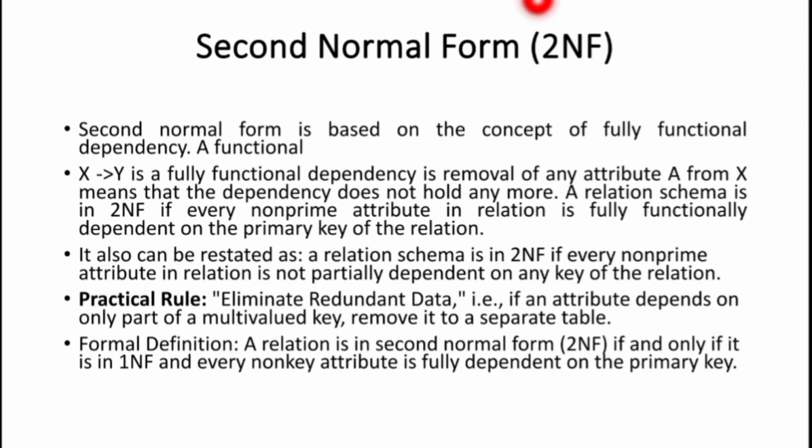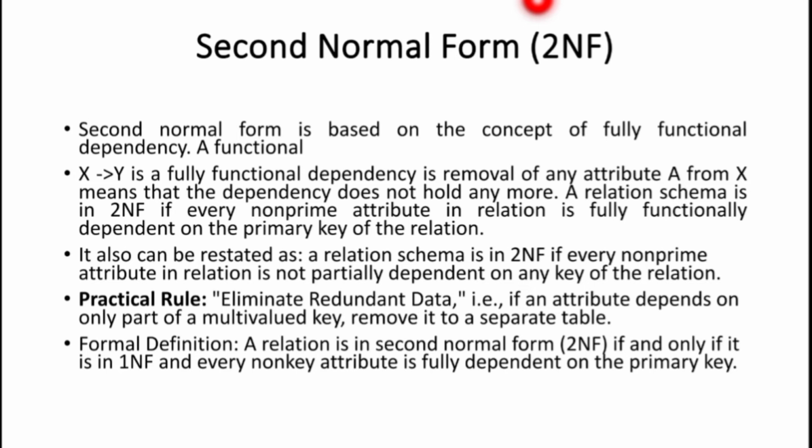So another thing is what? If an attribute depends on only part of a multivalued key, remove it to a separate table. Right? And also, the same thing is explained in a different definition. A relation schema is in 2NF if every non-prime attribute in the relation is not partially dependent on any key of the relation. Okay, hope you understood the fully functional dependency.